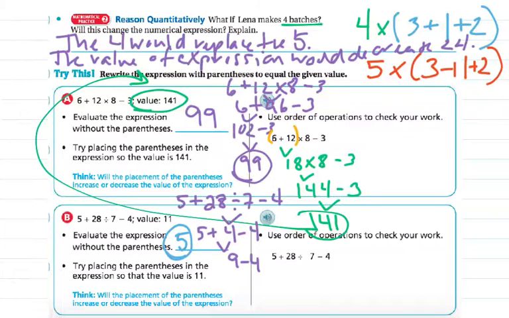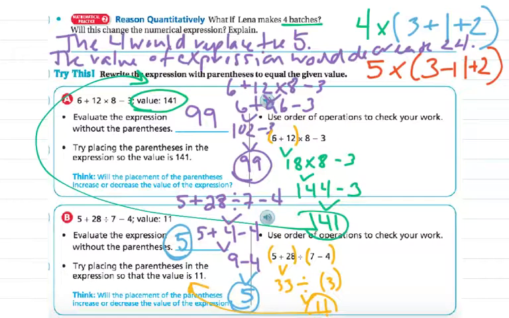So I evaluate in order from left to right, division and multiplication first, because it comes first in the order of operations. So 28 divided by 7 is 4. I rewrite the 5, the plus sign, the 4 that I just got as my quotient, minus the 4. Then I add 5 plus 4 is 9. Then I bring down the subtraction, I bring down the 4. And 9 minus 4 is equal to 5. So without the parentheses, my answer is 5.